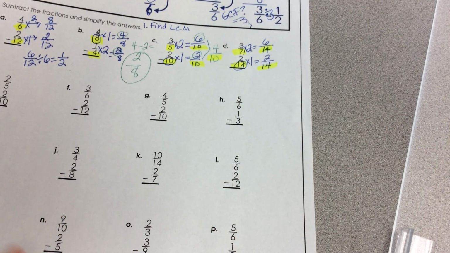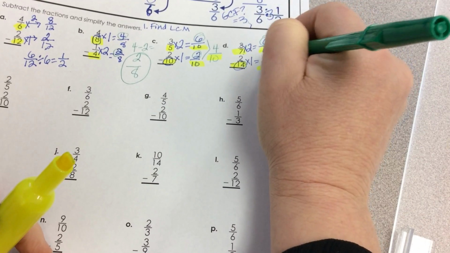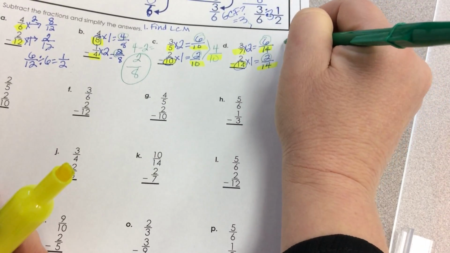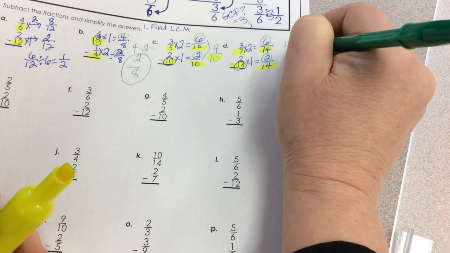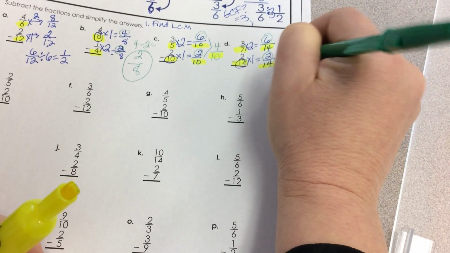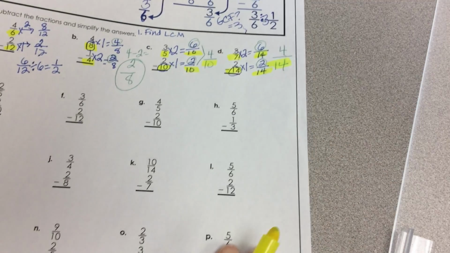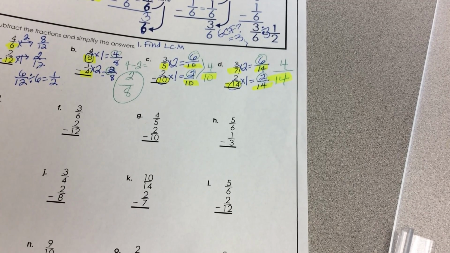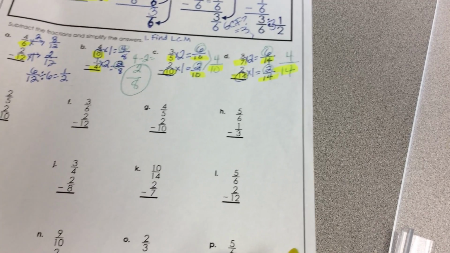They're both 14. And since they're like denominators, we can subtract. So we're going to take the two numerators and subtract. 6 minus 2 equals 4. And our denominator stays the same, of 14. So our difference is 4/14. Okay?